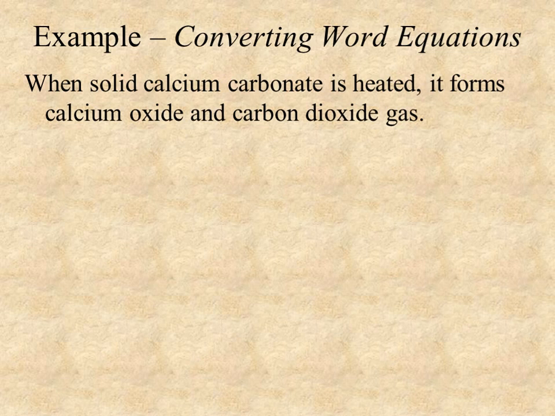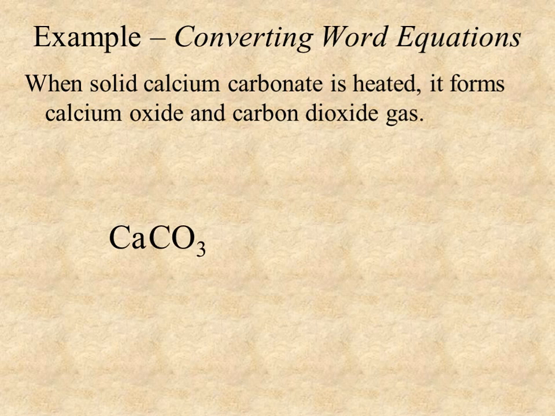The first thing we need to do is to evaluate this statement and determine what are our reactants and what are our products. Based on the context clues that we have here, it appears as if the calcium oxide and the carbon dioxide are coming secondary. And that's because the statement says that it forms calcium oxide and carbon dioxide gas. The heating of the solid calcium carbonate is what's happening initially, and therefore the calcium carbonate is our reactant. So we start by writing the formula for that reactant.